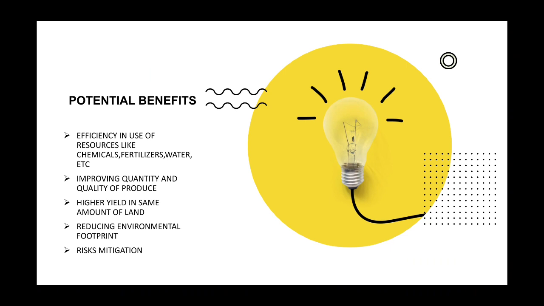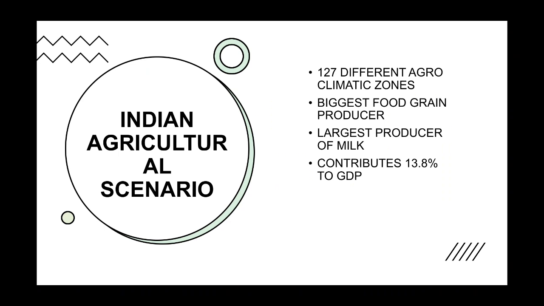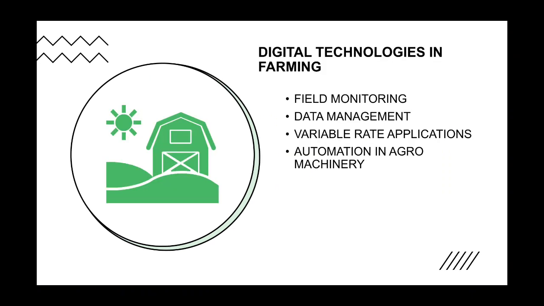Next, let's get into the main digital technologies in precision farming. Let's get to know about this briefly. First is field monitoring, after that, let's talk about data management, variable rate applications, and automation of agro machinery. First is field monitoring.